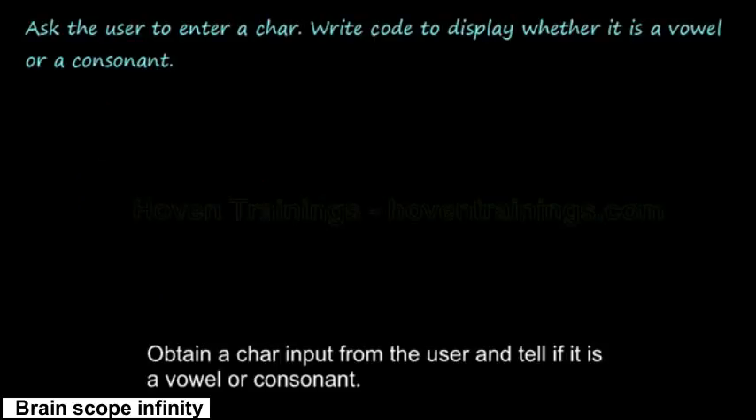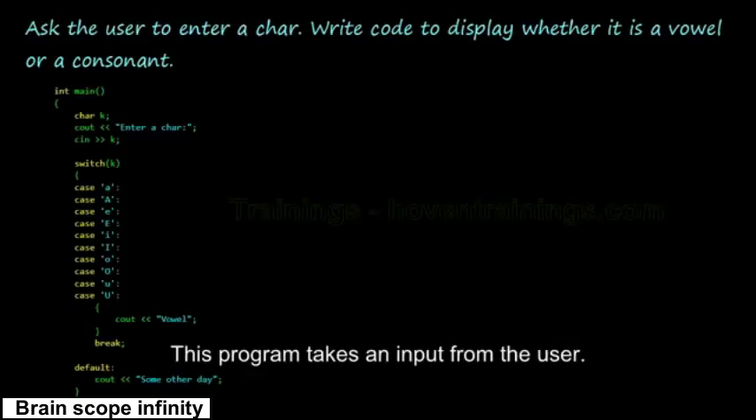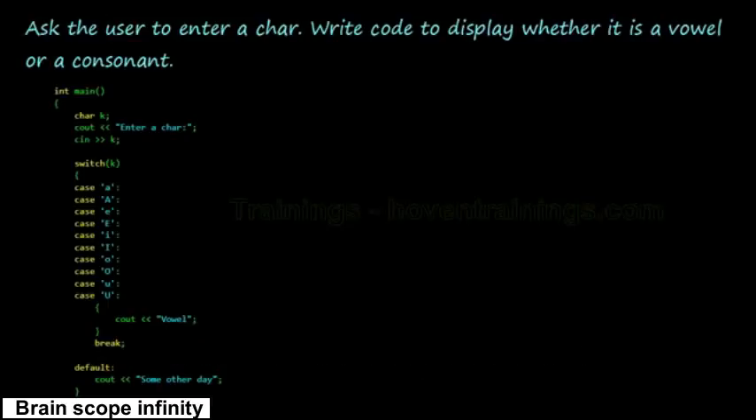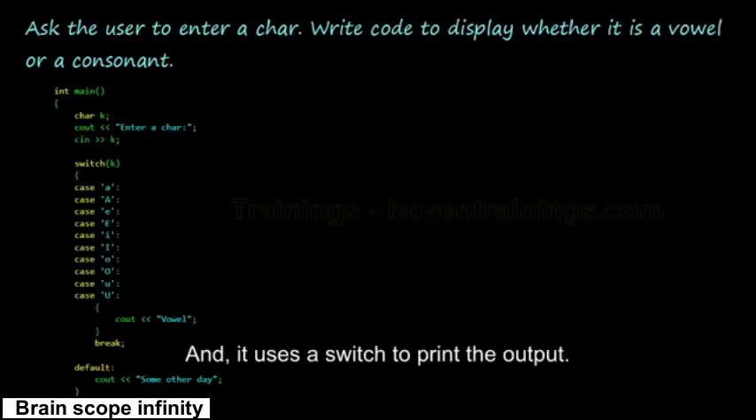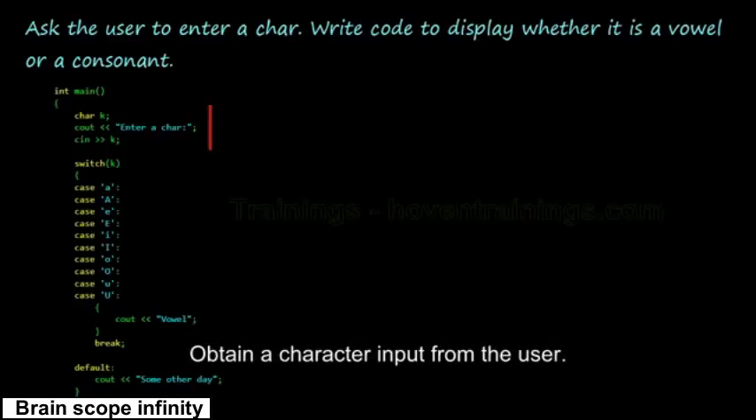Obtain a char input from the user and tell if it is a vowel or consonant. This program takes an input from the user. The input is a character, and it uses a switch to print the output. Obtain a character input from the user. Store it in a variable called k.